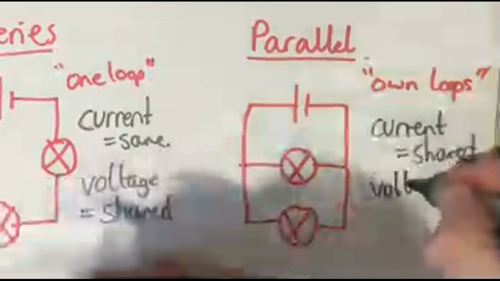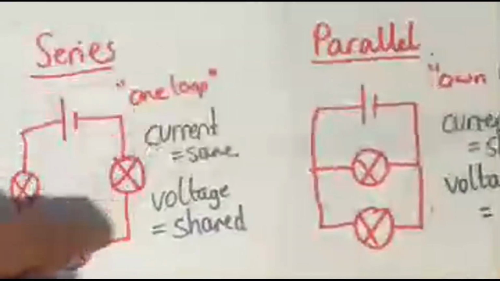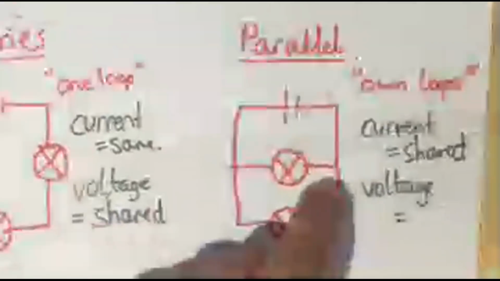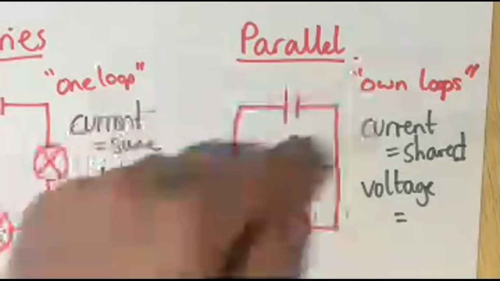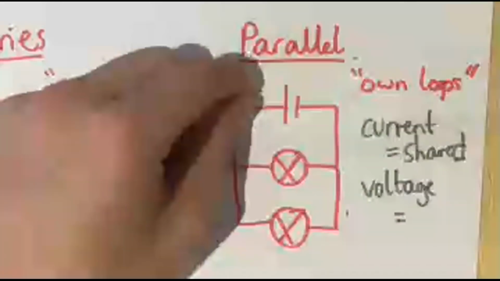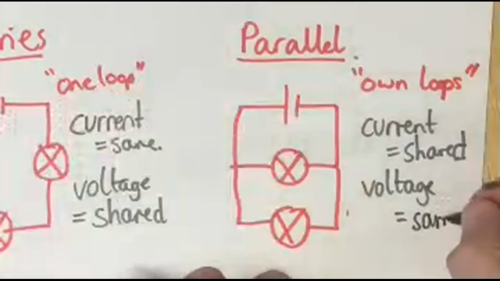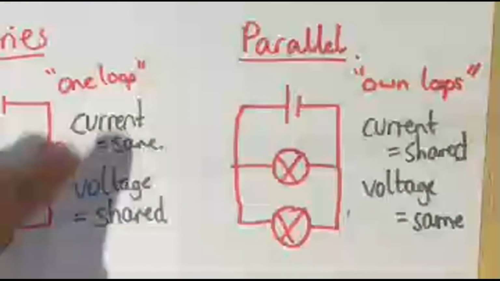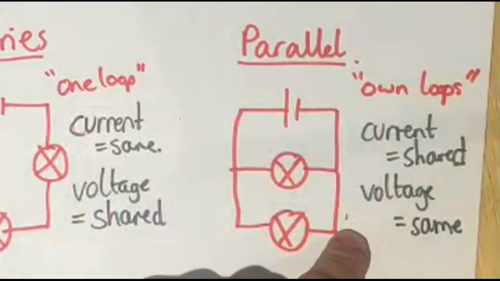If I take the voltage, that's kind of how much effort it can give. This one here knows it's got 3 light bulbs to light up. It's going to give some energy here, some energy here, some energy here. Whereas here, it knows it's only got 1 light bulb, so it's going to give it all it's got. So the voltage is now the same. It's the opposite. So in a series circuit, the current is the same, the voltage is shared. In the parallel circuit, the current is shared and the voltage is the same.